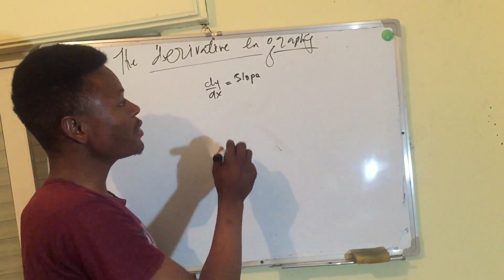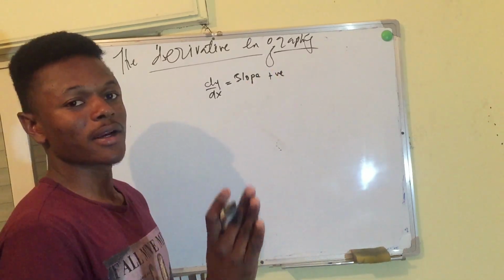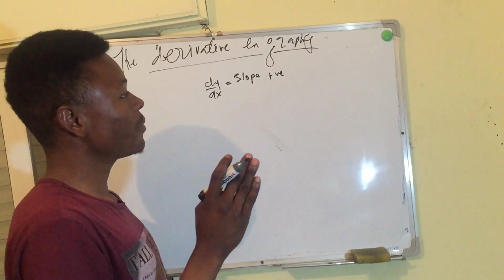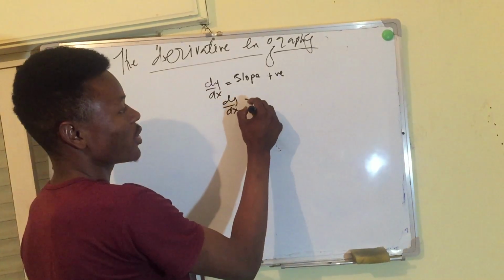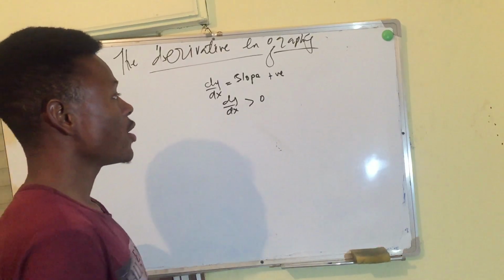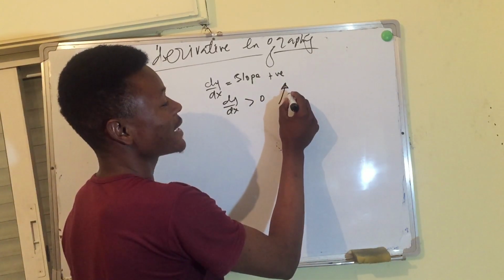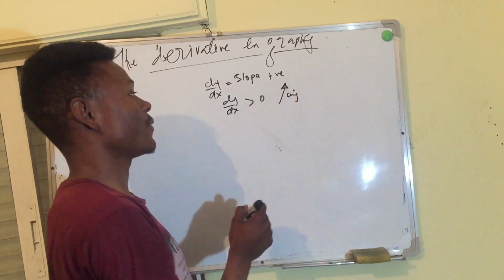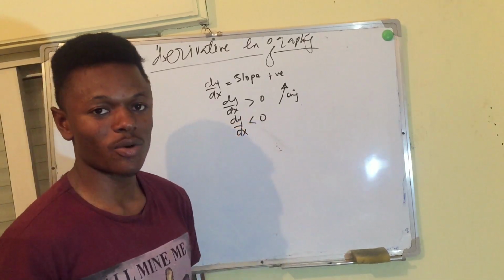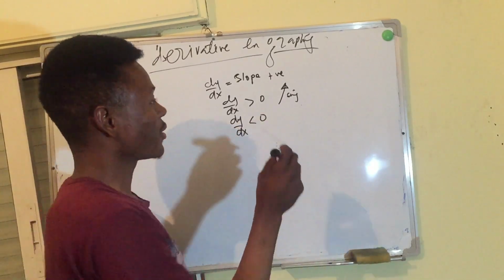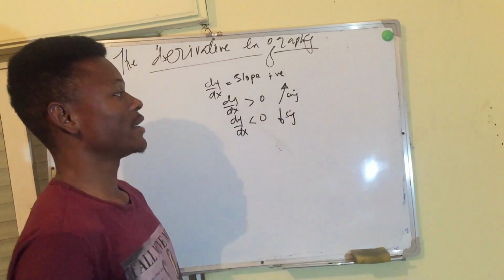So if slope is positive, that means hawa ne. Slope is positive, that means when dy dx is greater than 0, that is the slope is positive. So hawa ne, that means the function is increasing on the interval. But when the slope is negative, that is less than 0, so muna da gangare, wannan ne cewa the graph, then function is decreasing in that.